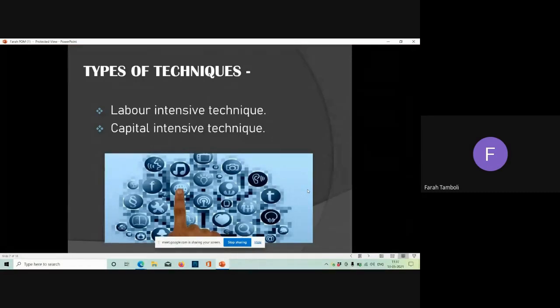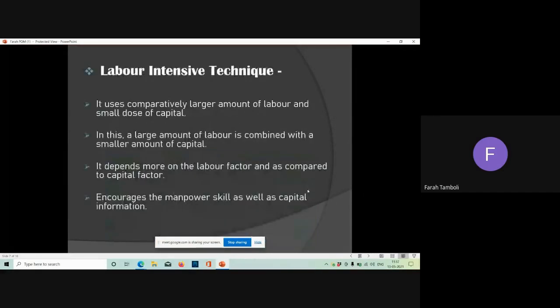There are two types of techniques: labor intensive technique and capital intensive technique. See, labor intensive techniques, it uses comparatively larger amount of labor and small dose of capital. In this, a large amount of labor is combined with a smaller amount of capital. It depends more on the labor factor as compared to capital factor. It encourages the manpower, skill, as well as capital information.